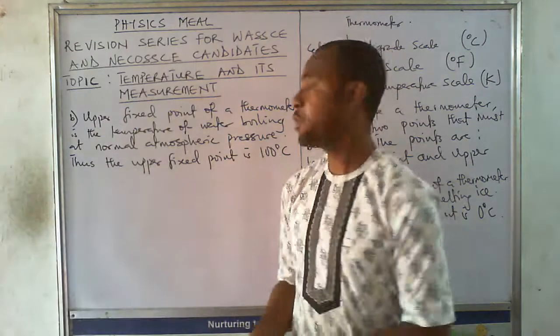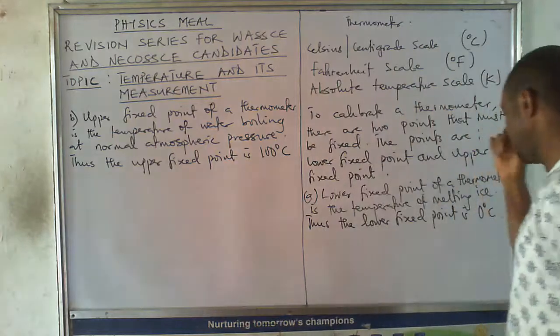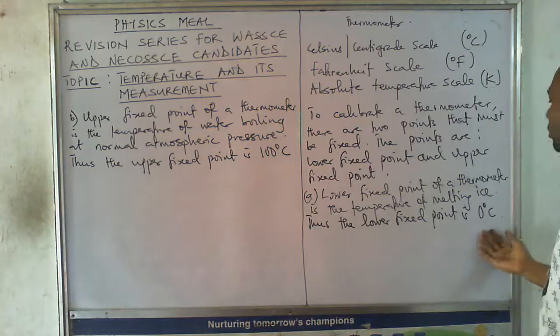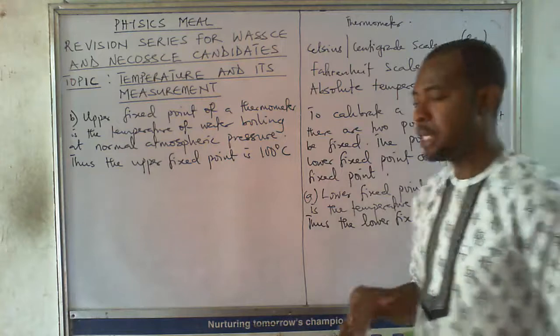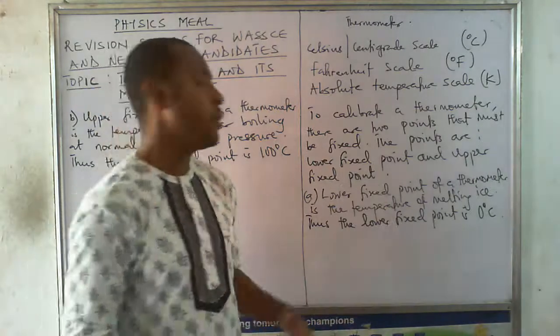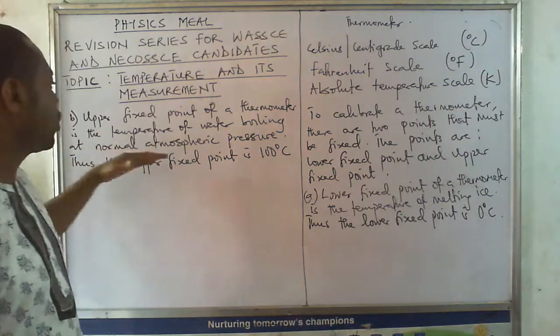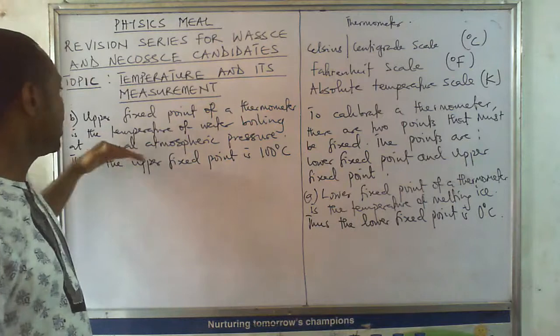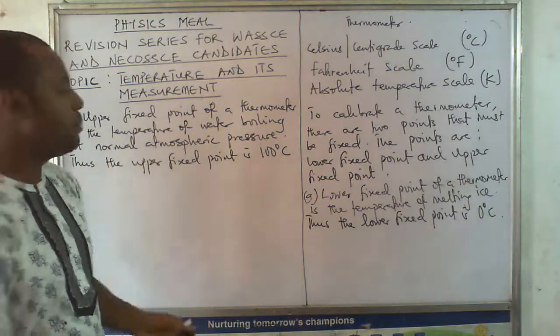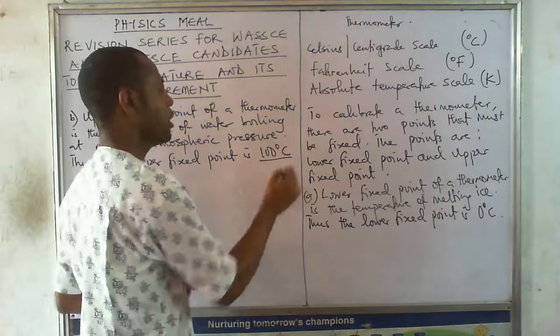So the lower fixed point is the temperature of melting ice. You know, ice, the solid form of water. Thus the lower fixed point is 0 degrees. You remember that the melting point of ice is 0 degrees. Now the upper fixed point is the temperature of water boiling at normal atmospheric pressure. And the boiling point of water is 100 degrees.